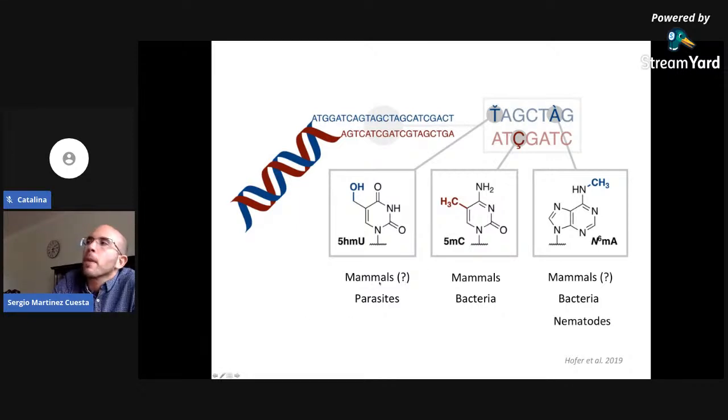Okay. So 5-methylcytosine is present in mammals and bacterial organisms. And then modifications such as N6-methyl-A have been very well described in bacteria and nematodes, but we have some evidence that they might be present in mammals, but not very clear yet. Okay, so this is just some examples of some of the modifications that we're looking into.